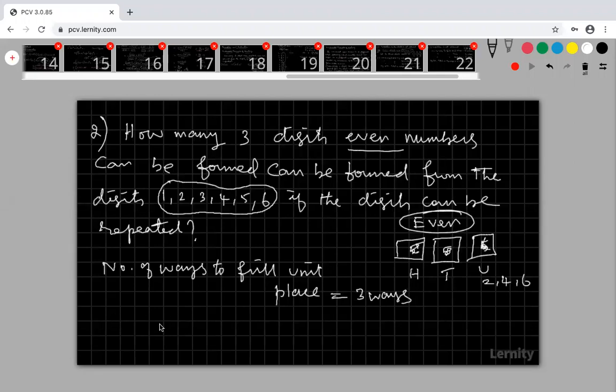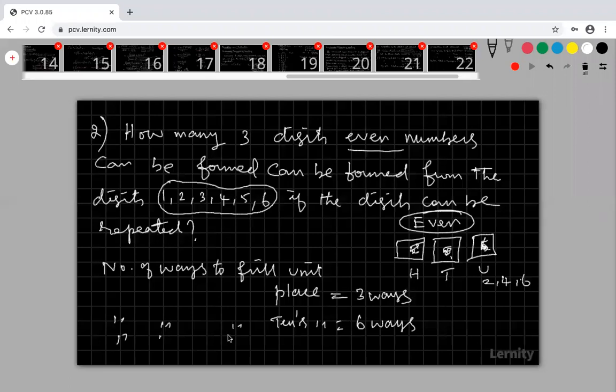Okay. So the number of ways to fill my tens place. Come to the tens place. My repetition is allowed. So suppose I can put 2 here, I can take 2 here also. Suppose I can put 4 here, I can put 4 here also. Suppose I can put 6 here, I can put 6 here also. So therefore, all the numbers are possible to fill in my tens place. What do all the numbers mean? All the 6 digits. So therefore, 6 ways. All the 6 numbers are possible to write in my tens place because my digits may be repeated.